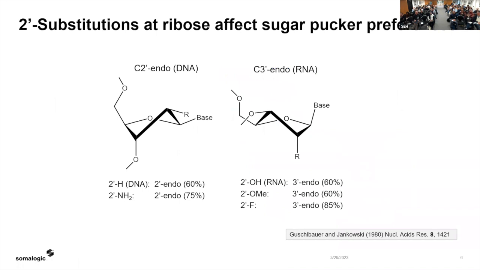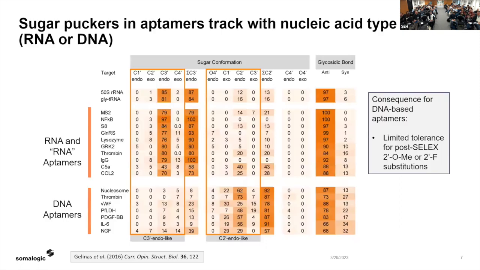So you guys all know this: C2' endo for DNA and DNA-like, C3' endo for RNA. Here we go. So we looked at a bunch of co-crystal structures between aptamers and protein complexes, and this is a super busy table, but it's really easy to interpret in that when you have RNA or RNA-like aptamers, things tend to be primarily C3' endo or C3' endo-like. DNA tend to be C2' endo.